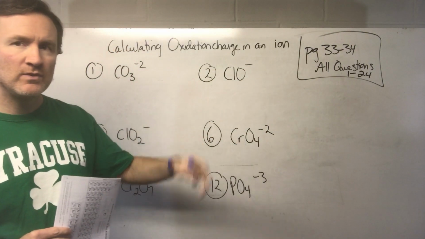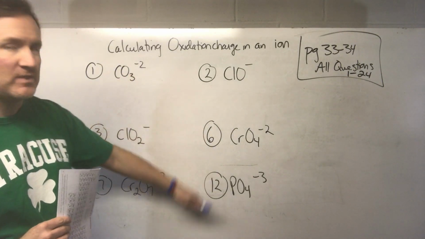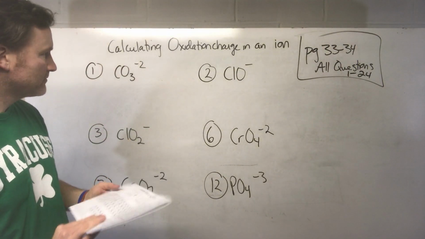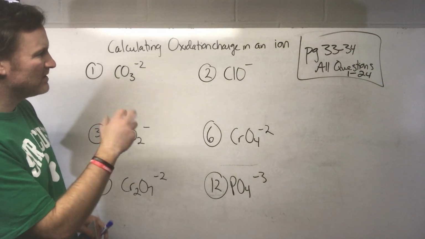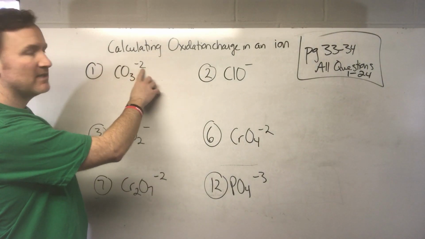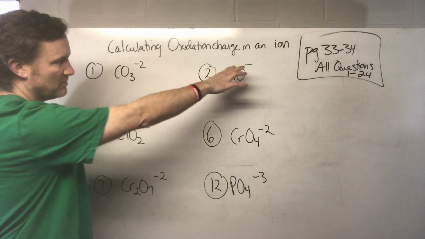So what we're going to do is, your assignment is going to do all the questions, 1 through 24. I'm going to do 6 of them with you right here, so you'll have 18 left to do on your own. Now, the way that they write them in the booklet's a little awkward because they put the charge backwards. Like your number 1 might say 2 minus. Number 2 just says, excuse me, just minus.